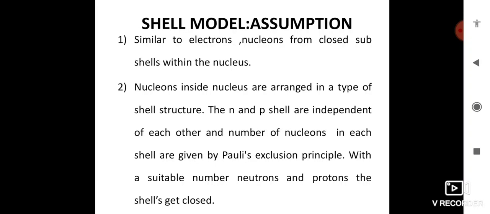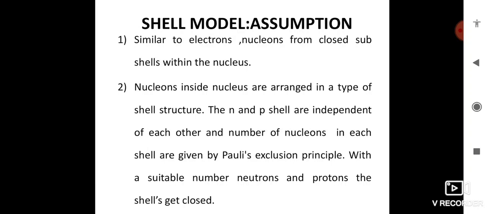Hence, an energy state with a given l can accommodate 2(2l plus 1) nucleons. Therefore, if an energy state represents a shell, we get consecutive shells of nucleons. When the number of nucleons fills these shells, then we get the magic numbers 2, 8, 20 in this manner.